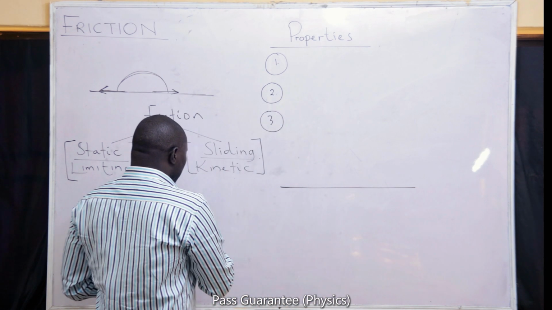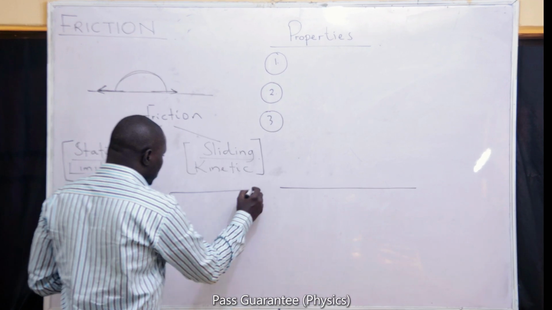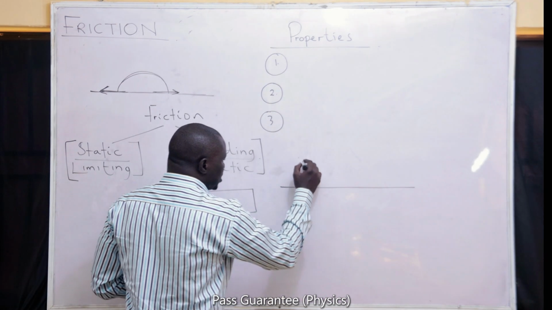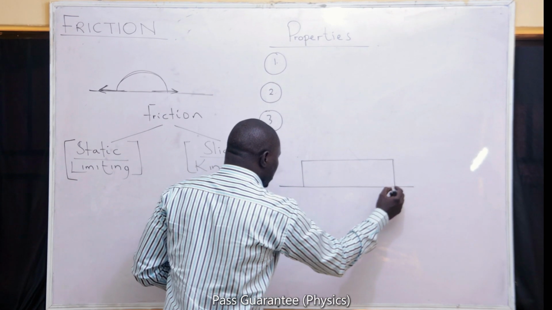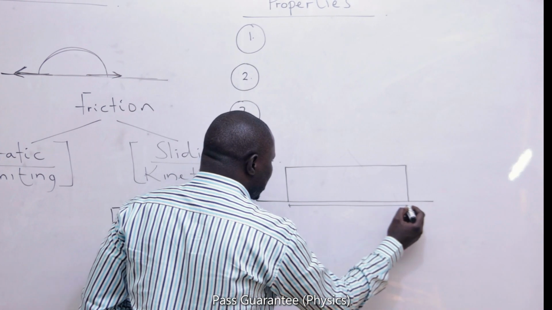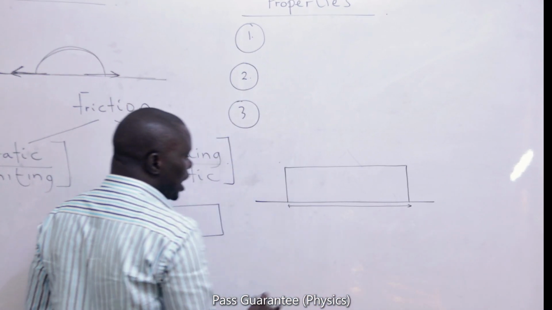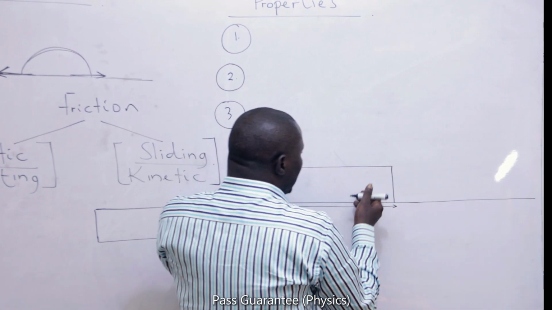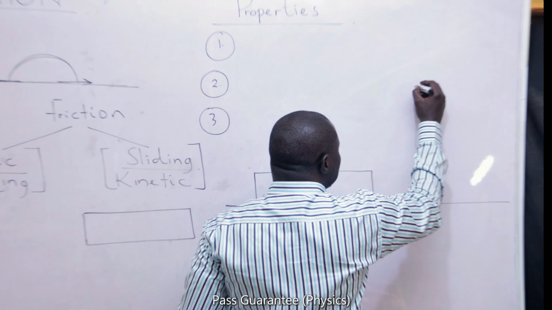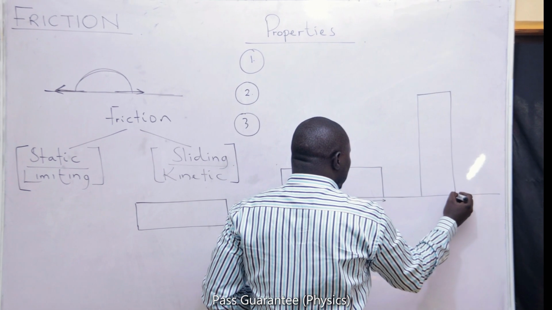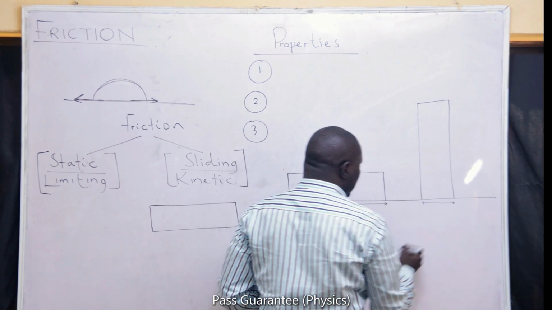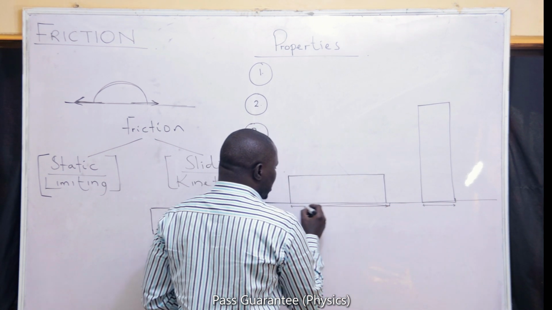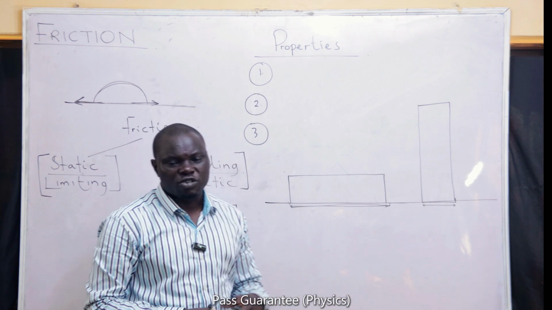For example, if we have an object whose dimension can be represented this way, if that object is placed on the surface such that it is contacting the surface with the larger part of its area, the friction it will have will be the same friction it will have if we change the orientation of that material and allow it to stand on the smaller part of its area. The friction does not depend on the area of surfaces in contact. The only thing it depends on is the nature of surfaces in contact.